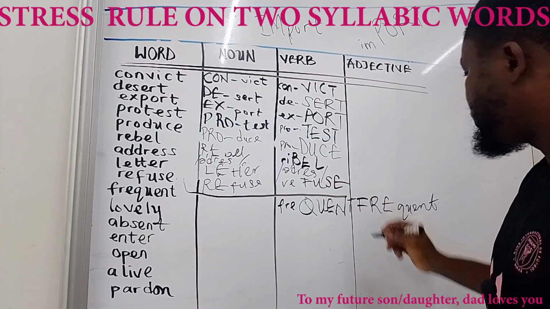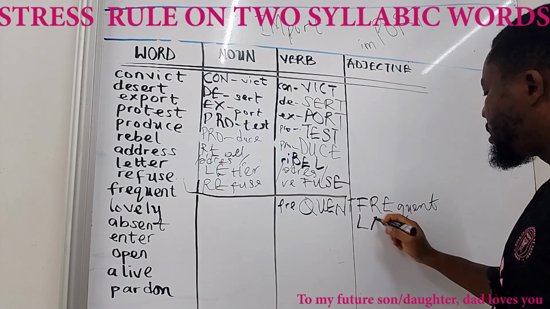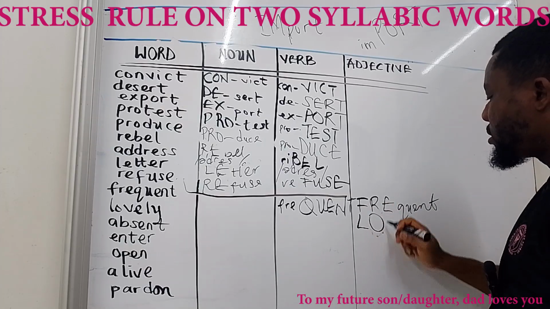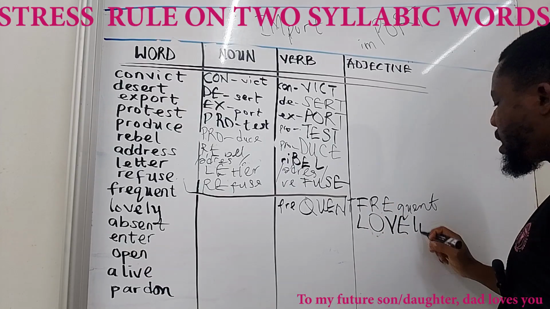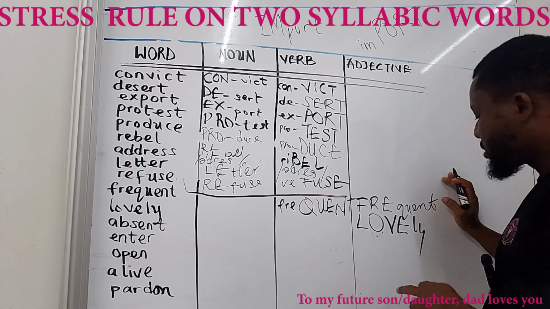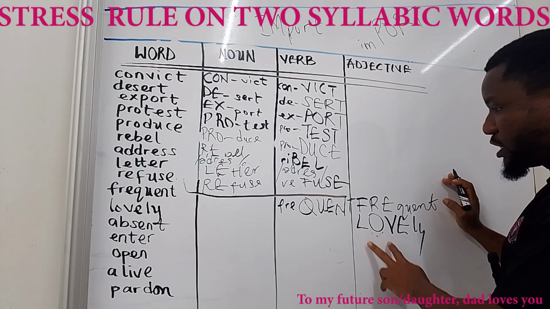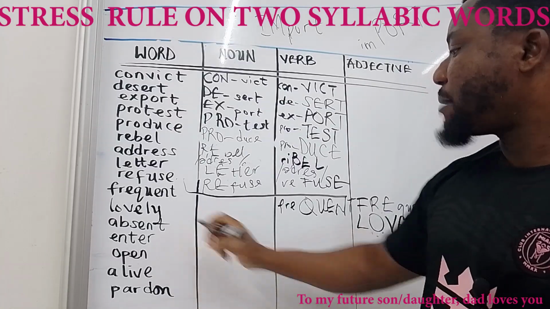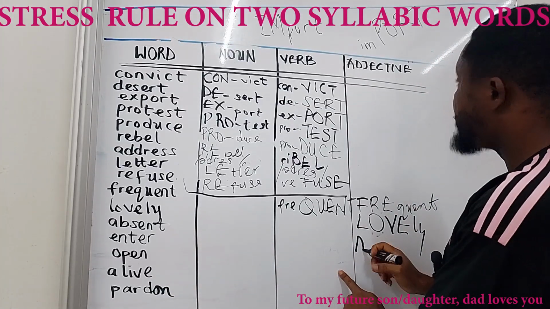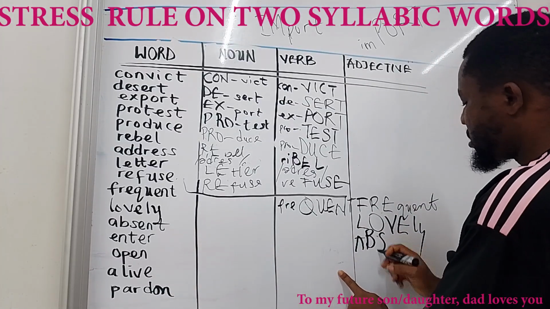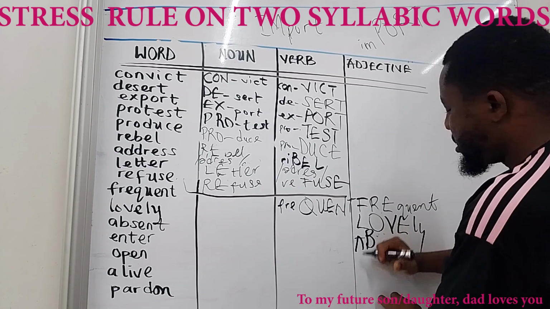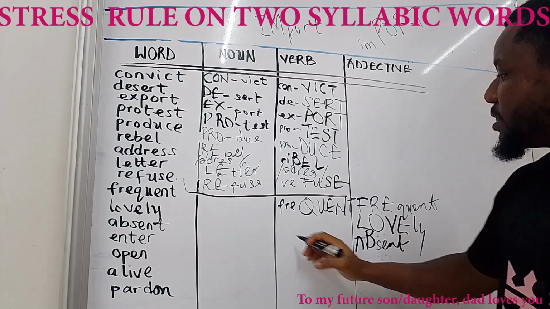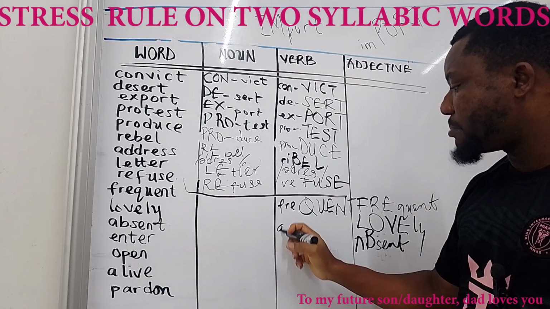And we have lovely. Lovely is an adjective. Love, lovely. Give me a lovely smile. So that's that about the lovely. Then for absent. Absent is an adjective. Absent. Oh my goodness, sorry. Absent. Right. Now, we also have absent.